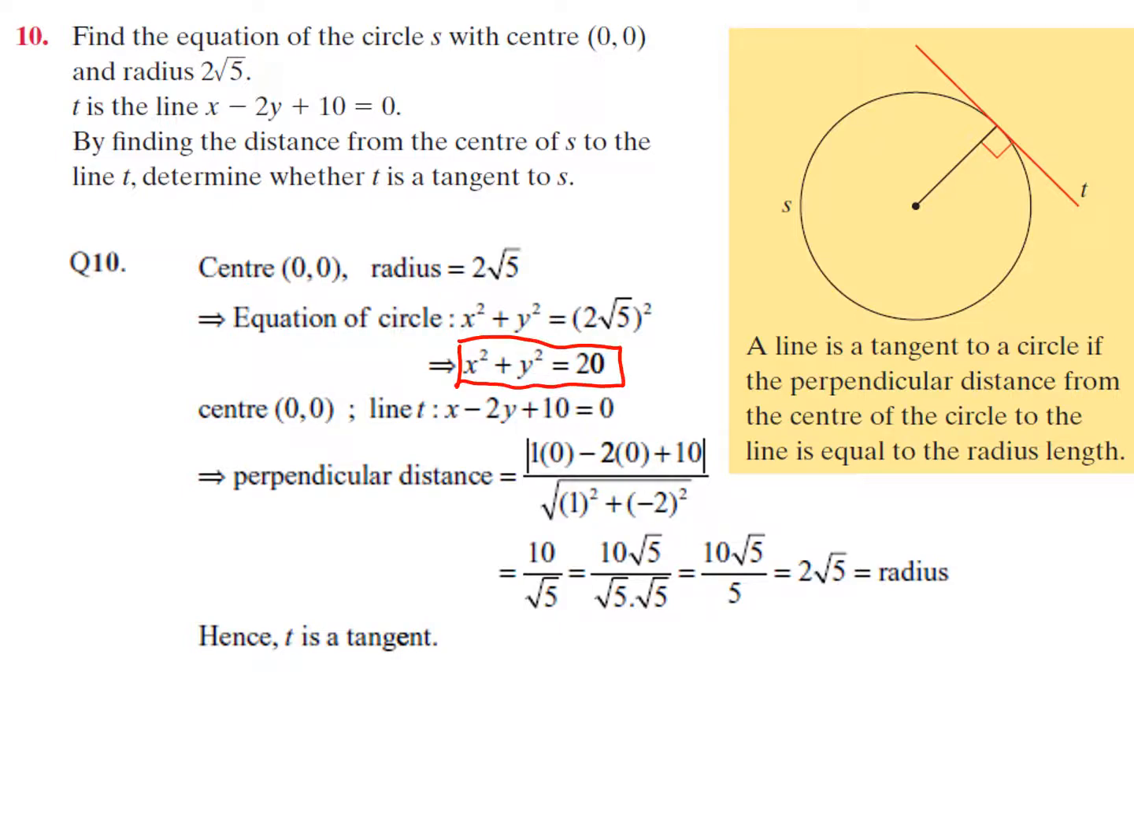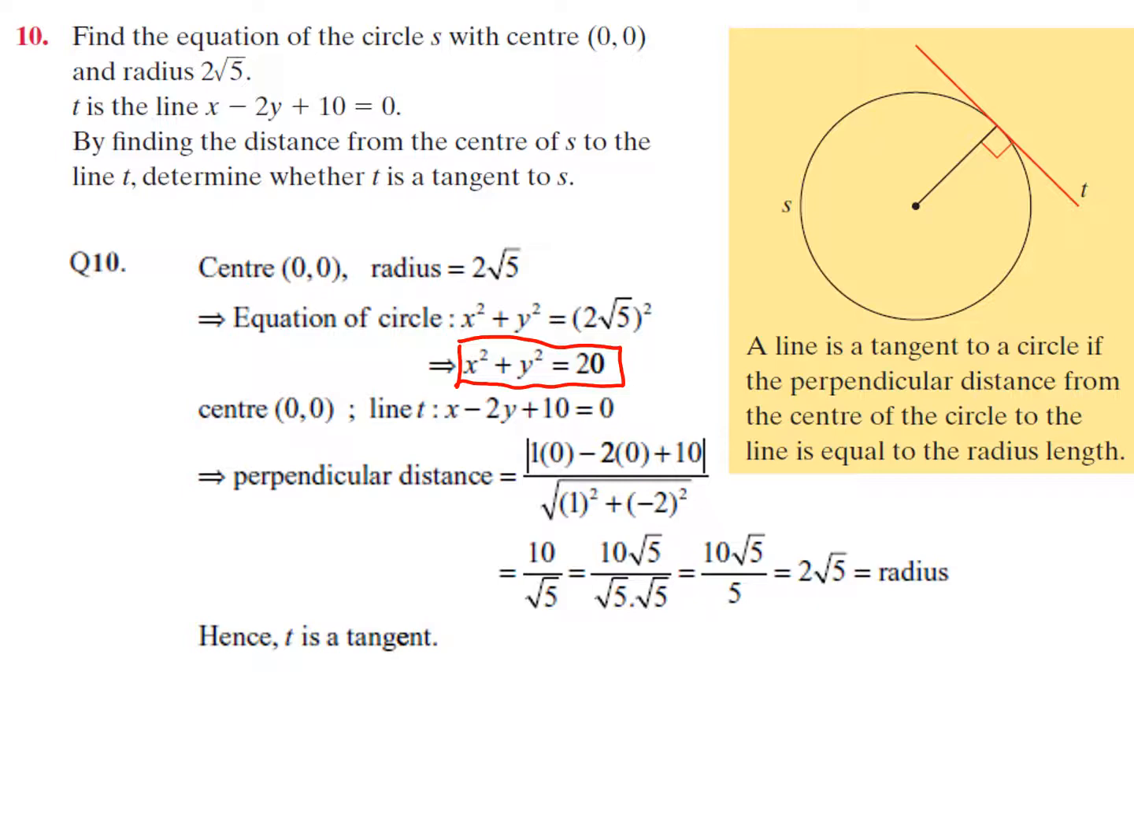We then want to look at the line. Now, it very kindly gave us a little yellow box here, which says a line is a tangent to a circle if the perpendicular distance from the center of the circle to the line is equal to the radius length. And reading that, you might go, yeah, okay, that makes a lot of sense.